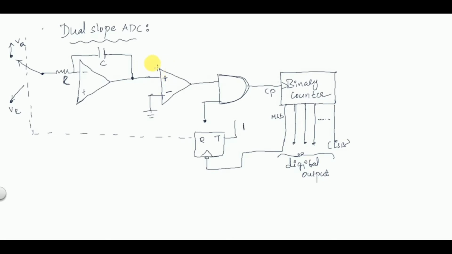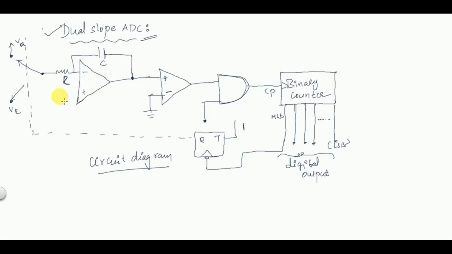So in this video we are going to learn about another type of ADC, which is dual slope ADC. This shows the circuit diagram of dual slope ADC. First of all, we will learn the operation of each and every component used here, and then we will do the analysis, derive the required equations, and note the important points to be remembered. So we'll follow this sequence.